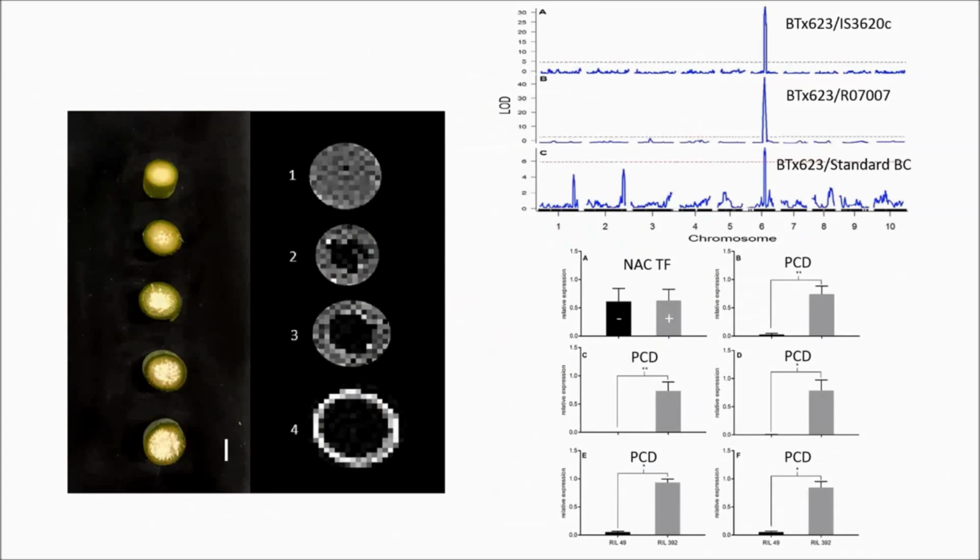Further expression studies that I have done show that for this NAC transcription factor, this is the genotype that does form aerenchyma, and this is the genotype that does not form aerenchyma. You can see that expression remains mostly the same as you would expect since this is non-functional at the protein level. However, several genes involved in programmed cell death are highly upregulated in the stems of genotypes that do form aerenchyma compared to those that don't.